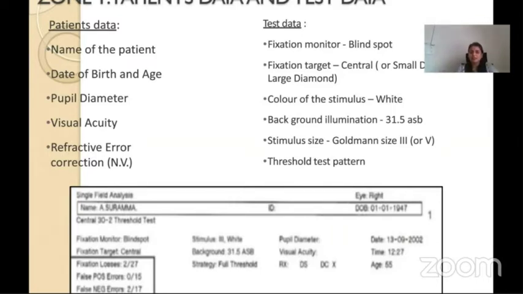In test data, we have fixation monitor, wherein the blind spot is usually given a stimulus about 5% of times during the test itself. In fixation target, we have a central fixation, which is usually taken into consideration, or we have a small diamond and a large diamond, depending on the pathology of the macula. The color of the stimulus is white here, and the background illumination is around 31.5 apostilbs. And the stimulus size, we usually take Goldmann size 3 as a preferred one. Size 5 can also be taken into consideration when the patient has some macular pathology. The testing patterns vary, whether it is a screening test, then we take suprathreshold. Normally considered are threshold tests.